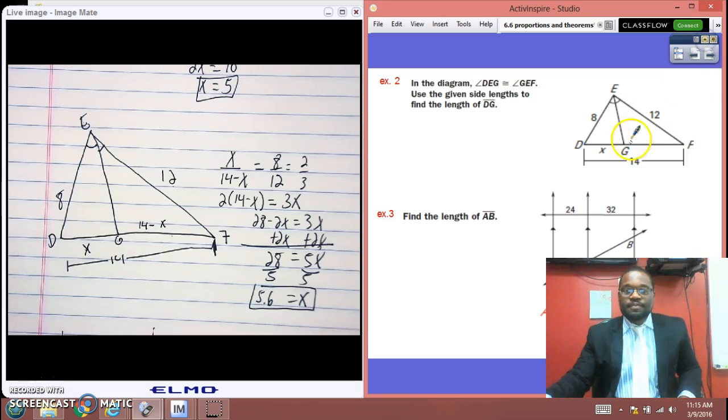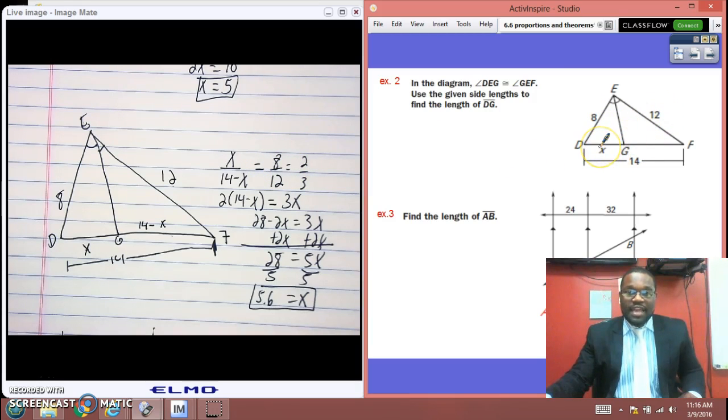I set up X over 14 minus X. Now again, this is something that you'll have to do. I said this on an earlier video. Sometimes they don't give you what each value is, but they give you the whole side. So in order for me to figure out what this section is, I take the whole side, which is 14, and I subtract the side that I know, which is X. So 14 minus X represents this side. So notice how I set it up. I said X over 14 minus X, so this part over this part, equals 8 over 12.